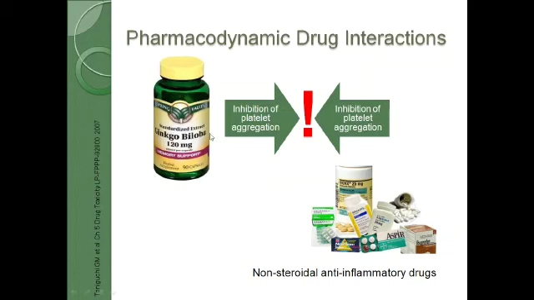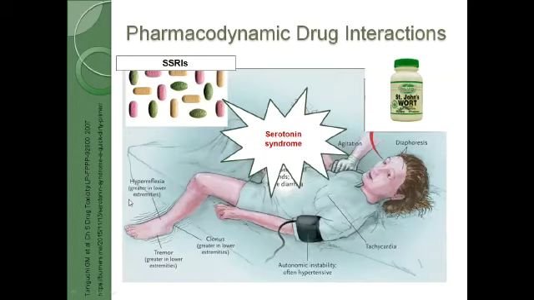For example, ginkgo biloba, this is a dietary supplement. And also you see here the analgesic drugs, of which aspirin is a member. These are non-steroidal anti-inflammatory drugs used, for example, in osteoarthritis. And they also inhibit platelet aggregation. And when these drugs are used, then the adverse effect, increased bleeding, may occur. Let's give another example of pharmacodynamic drug interaction. In fact, these are toxicodynamic examples.